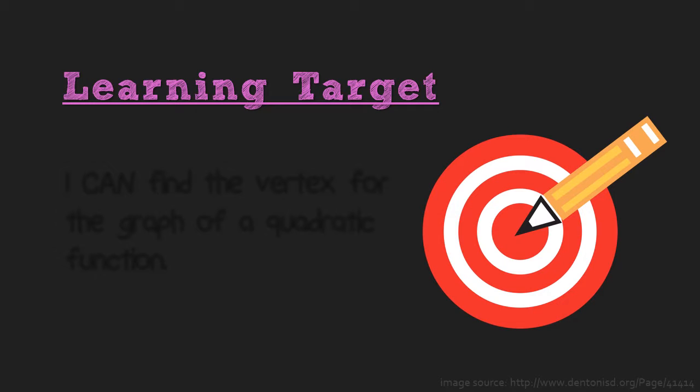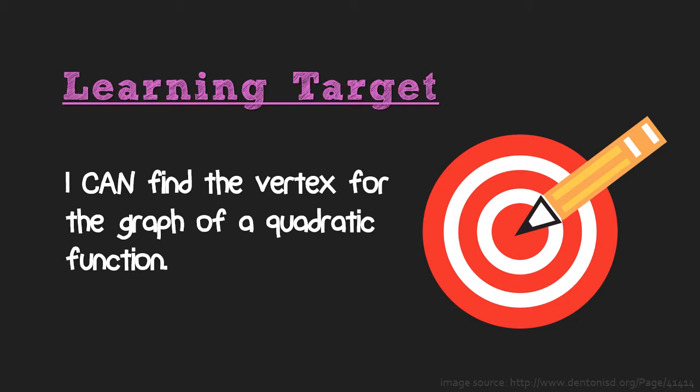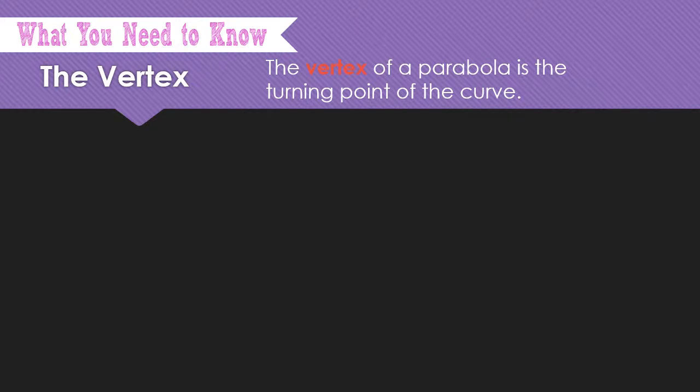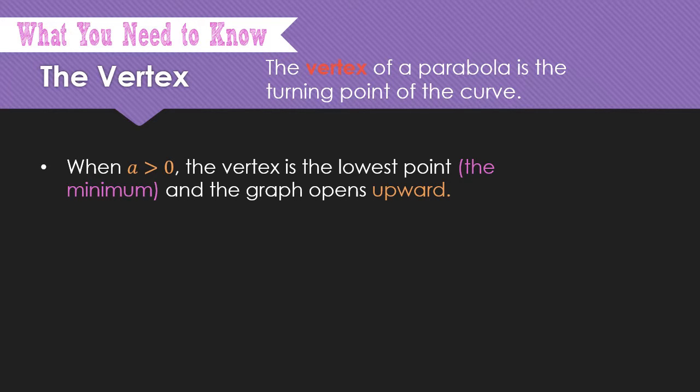In this video, we're going to take a look at the learning target. I can find the vertex for the graph of a quadratic. So what do we need to know? The vertex of a parabola is the turning point of the curve. So some rules about the vertex.